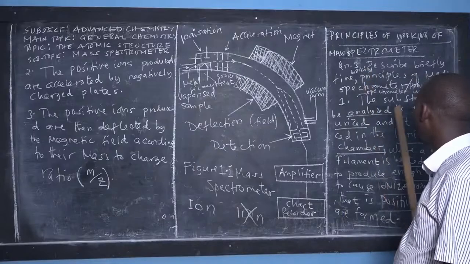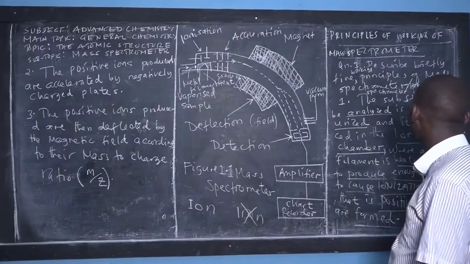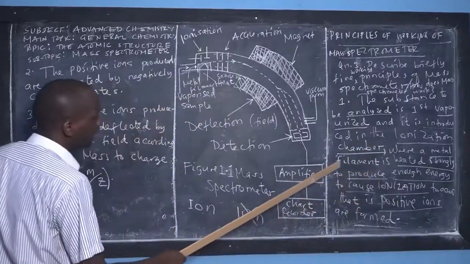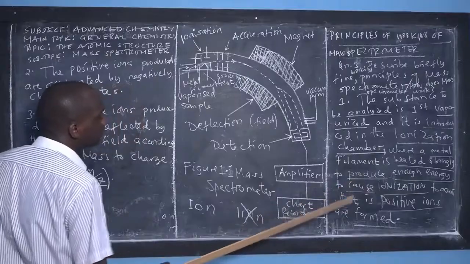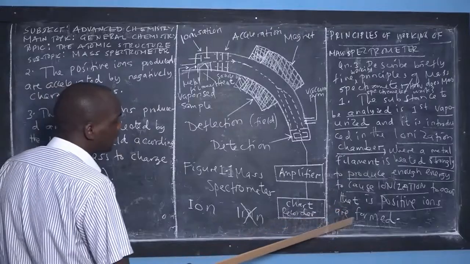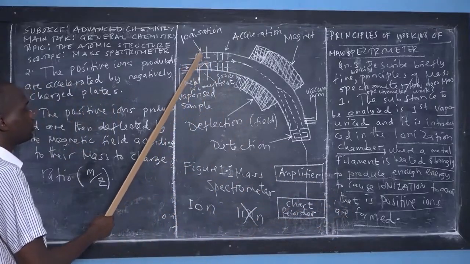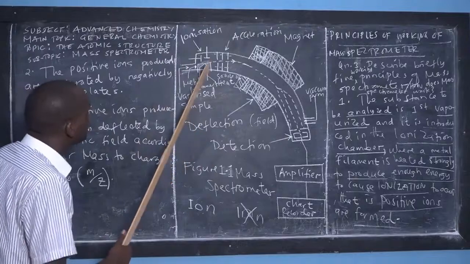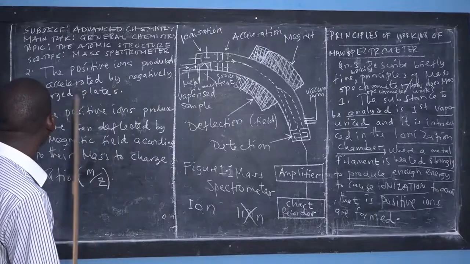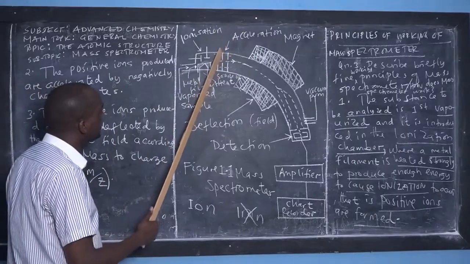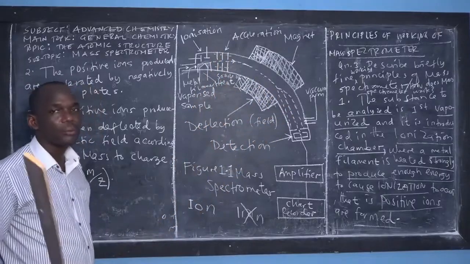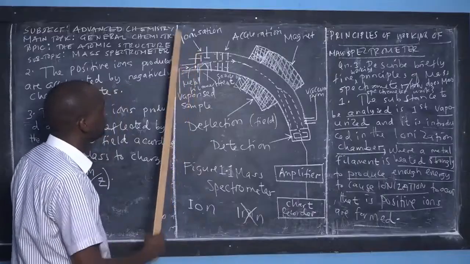The principle which I have explained here is that the substance to be analyzed is first vaporized and introduced in the ionization chamber, where a metal filament is heated strongly to produce enough energy to cause ionization to occur, that is, positive ions are formed. It is the place where the ionization process is taking place. And the second principle is that the positive ions produced are accelerated by the negatively charged plates. These three are negative plates, which are used to accelerate the ions produced in the first chamber, the ionization chamber.